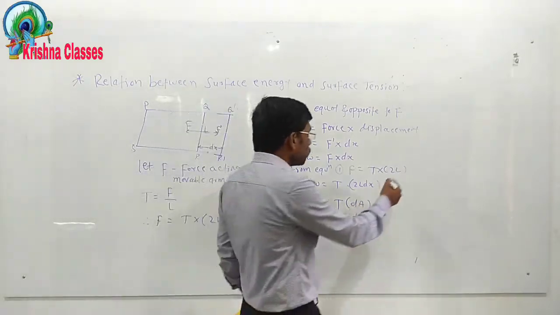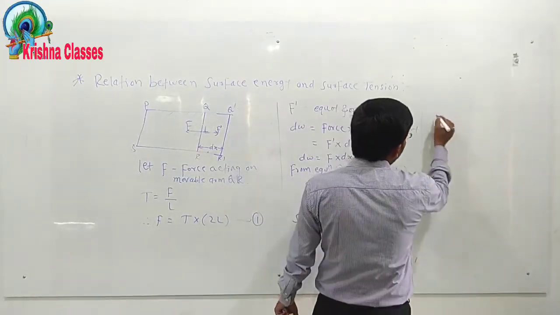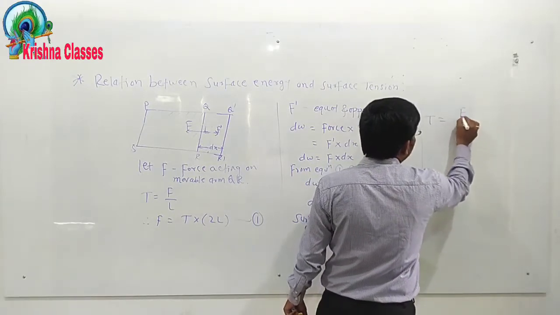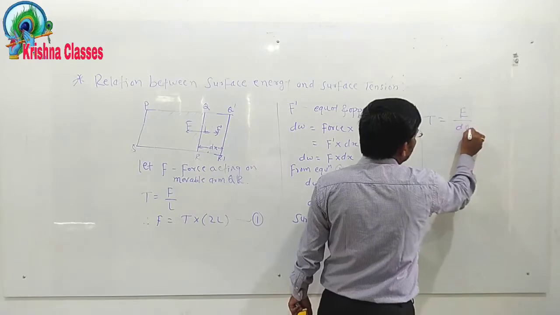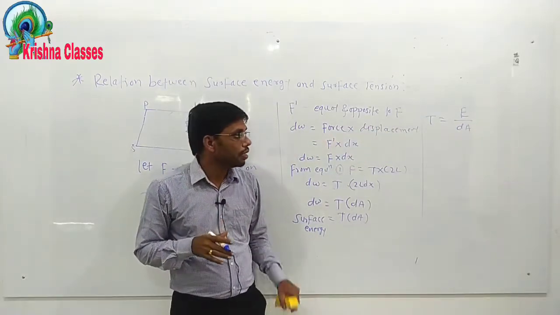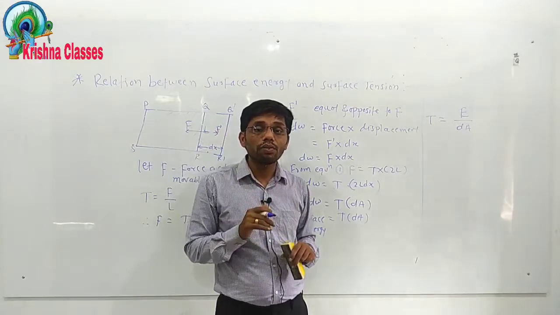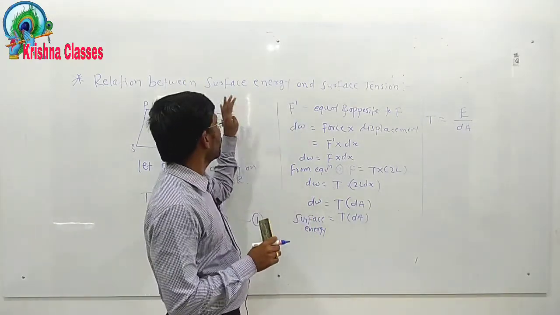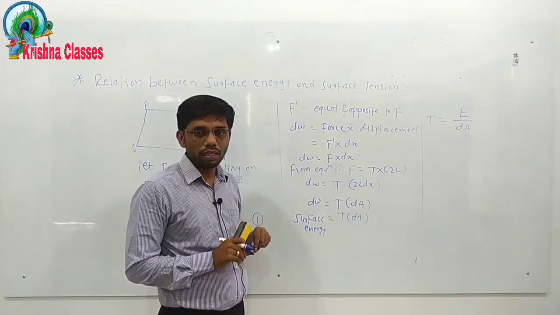So from this relation we can easily tell that surface tension T is equal to, suppose the surface energy is E, E upon dA. So the surface tension T is also equal to the surface energy per unit area. So this is the relation between surface energy and surface tension.